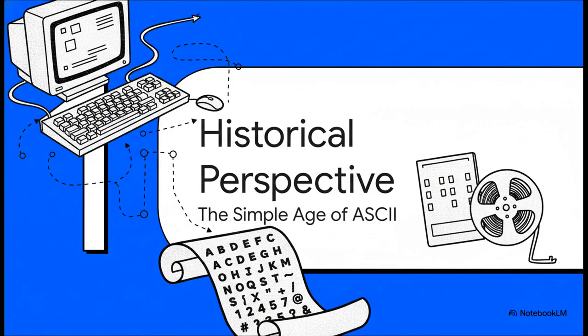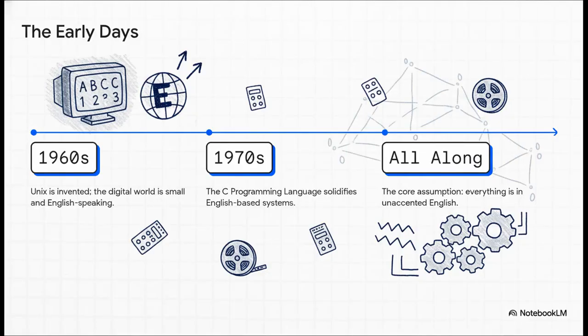Okay, so to understand why things got so complicated, we have to go back to when they were simple. Let's hop in the time machine and take a quick trip back to the dawn of modern computing. So back in the 60s and 70s, the digital world was a lot smaller, and it was overwhelmingly English-speaking. All these foundational systems like Unix and C were built with one and only one language in mind. And you know what? This assumption worked perfectly for a while.